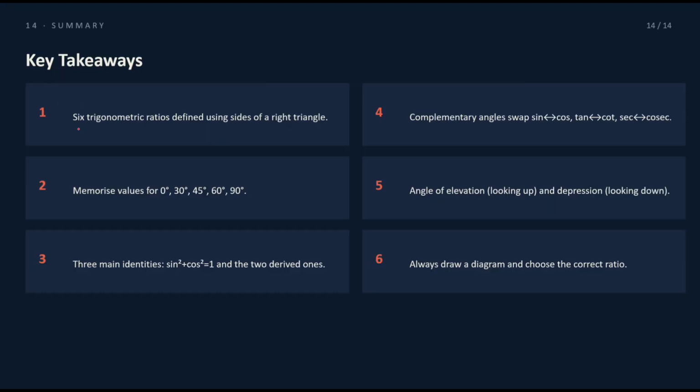Here are the key takeaways. Six trigonometric ratios are defined using the sides of a triangle. Memorize the values at different standard angles. Three main identities, that is sin square theta plus cos square theta is equal to 1. Complementary angles swap, that is sin, cos, tan, cot and sec, cosec. Angle of elevation and angle of depression. Angle of elevation means looking up. Depression means looking down.